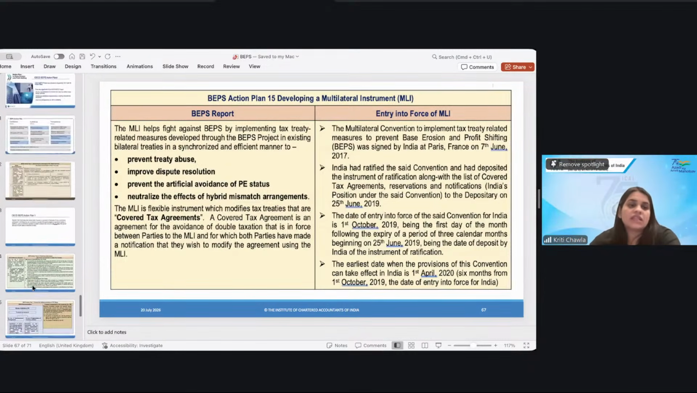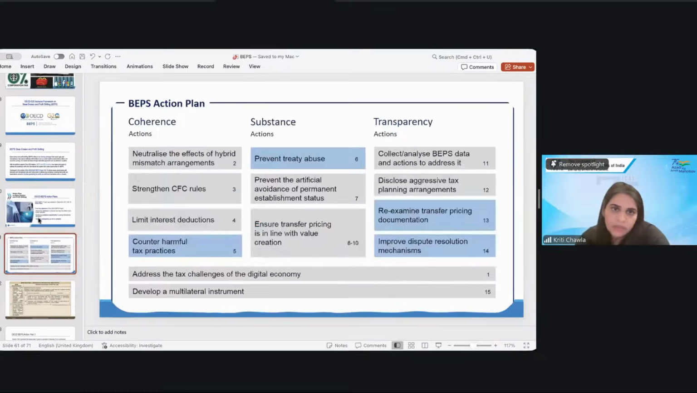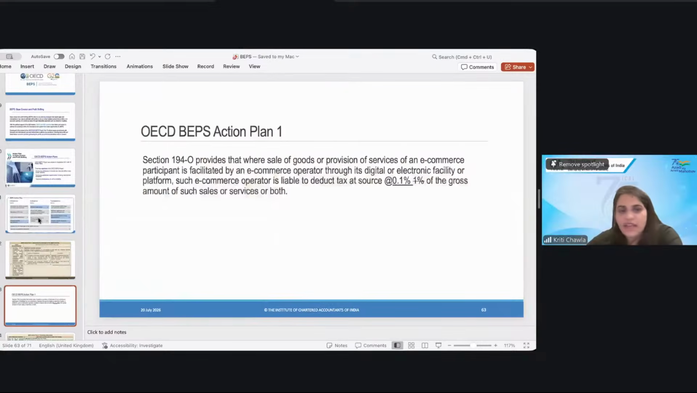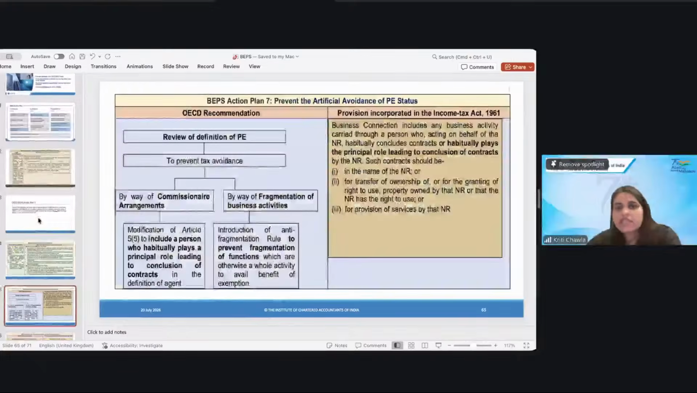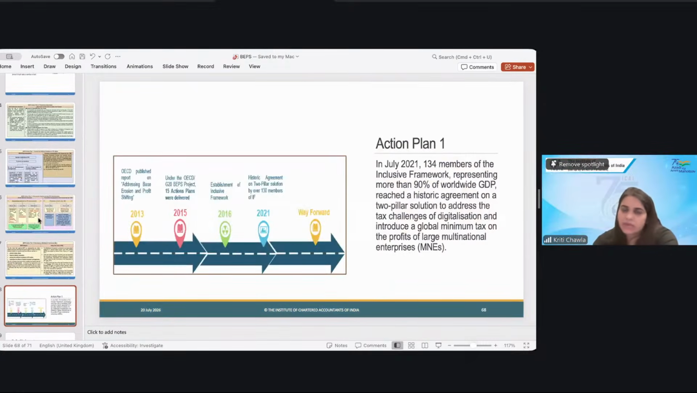So what we've done is, this was basically BEPS. These were the key objectives of the BEPS report. So, what we've done is we've looked at action plan 1, action plan 6, 7, 13, 15, etc. to see what these action plans do and how they are taken into effect. So that is the action plans.